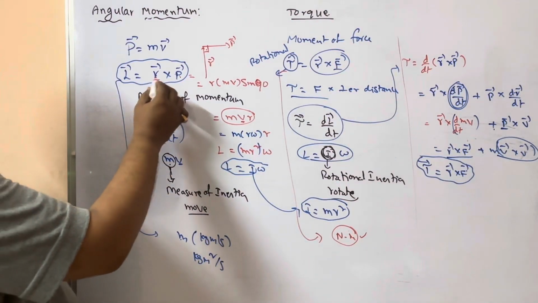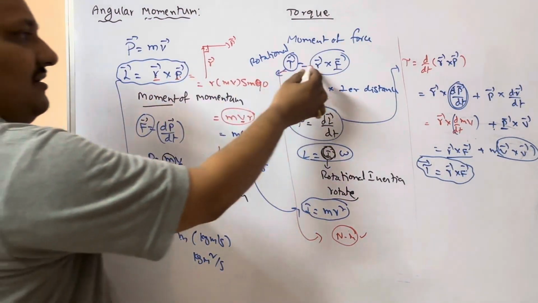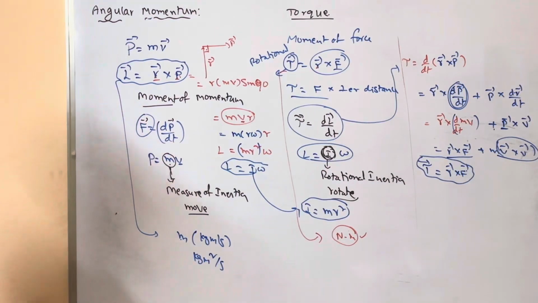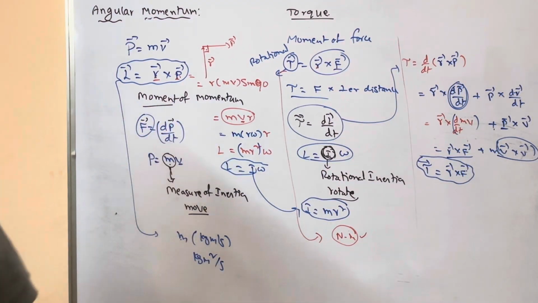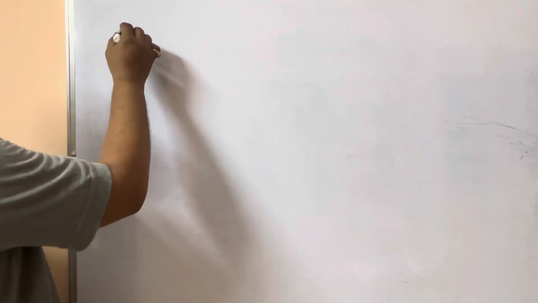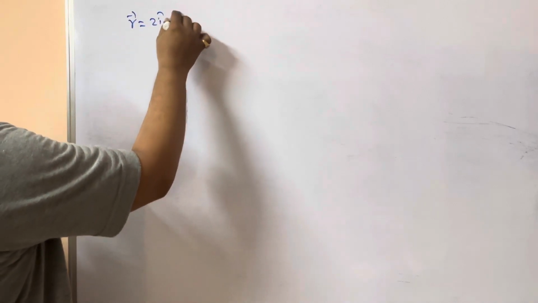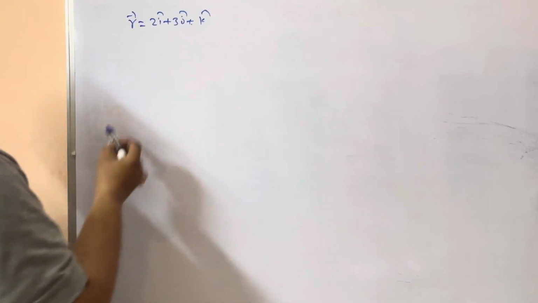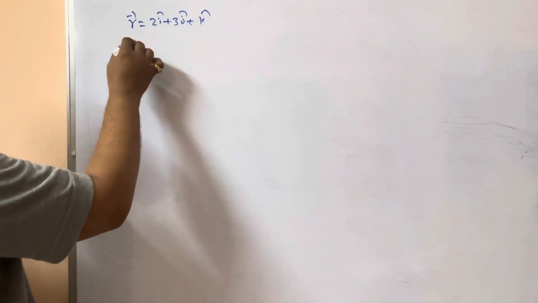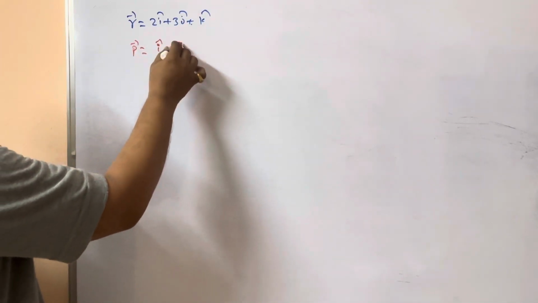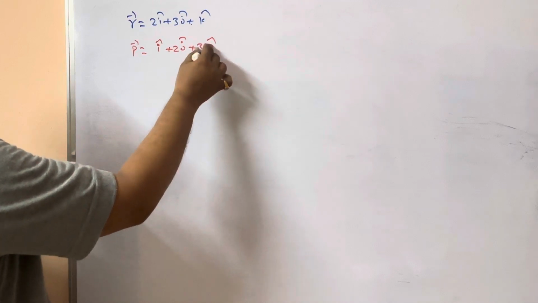Now how are they going to ask problems on this? They will give R bar, P bar, or R bar, F bar. You have to apply cross multiplication. We discussed in basics how to do cross multiplication. Now we will see one simple problem. Position vector R bar is equal to 2i cap plus 3j cap plus k cap. Momentum P bar is i cap plus 2j cap plus 3k cap.